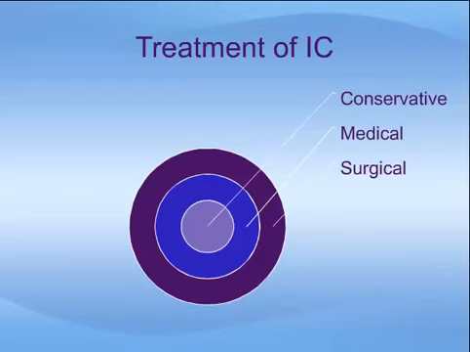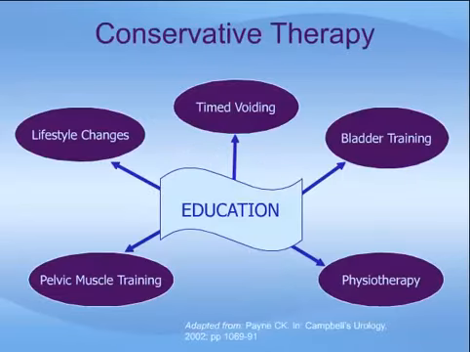Of long-term treatment. For a very few patients, surgical treatment may be required. Conservative therapy includes things such as lifestyle changes, timed voiding, bladder training, physiotherapy, and pelvic floor muscle training. Successful conservative treatment is centered around patient education, which is precisely why you are viewing this presentation right now.